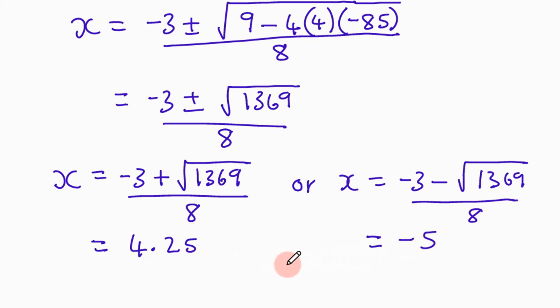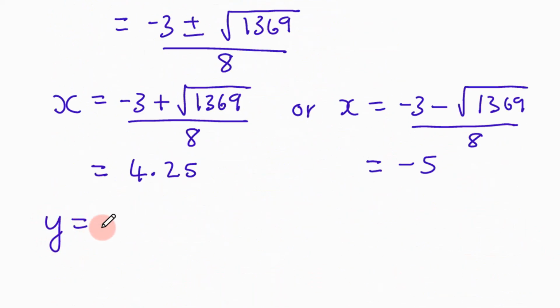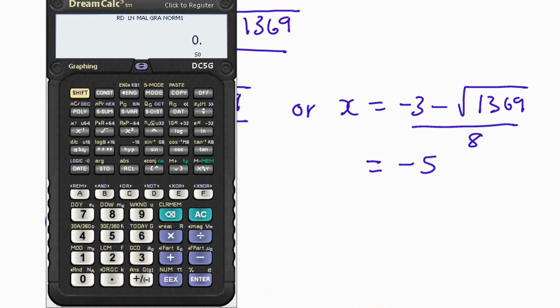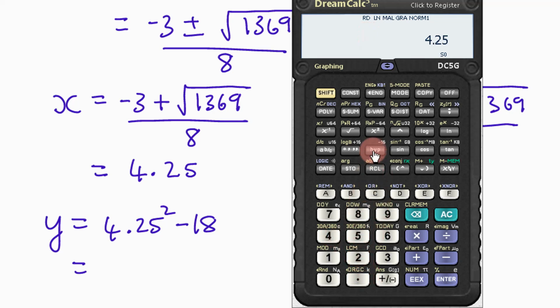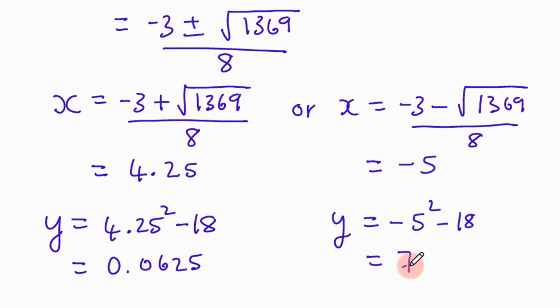Now that we have the x values, we can find the corresponding y values by plugging these x values back into this equation here, y equals x squared minus 18. So y is x squared minus 18, so 4.25 squared minus 18, which is 0.0625. And here we can plug in the negative 5 into x squared minus 18. And this comes to 7. So negative 5 squared is 25 minus 18, which is 7. So when x is 4.25, y is 0.0625. And when x is negative 5, y equals 7.